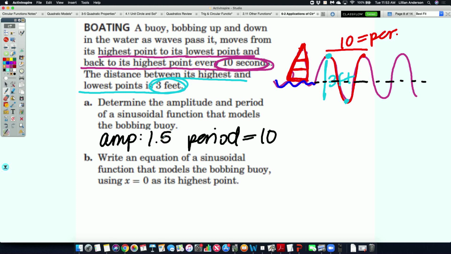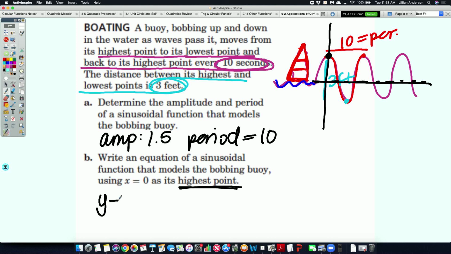Because it's half. Now we need to write an equation that models the bobbing buoy using x equals 0 as its highest point. Since it told us that our highest point is at 0, this is basically your graph right there. The max is already on the y-axis. So do I have a phase shift? Do I have a vertical shift? Because remember, this was 1.5 above, 1.5 below. So I have no vertical shift. All I have is an A and a B, that deal with my amplitude and my period. I'm underlining those key features.